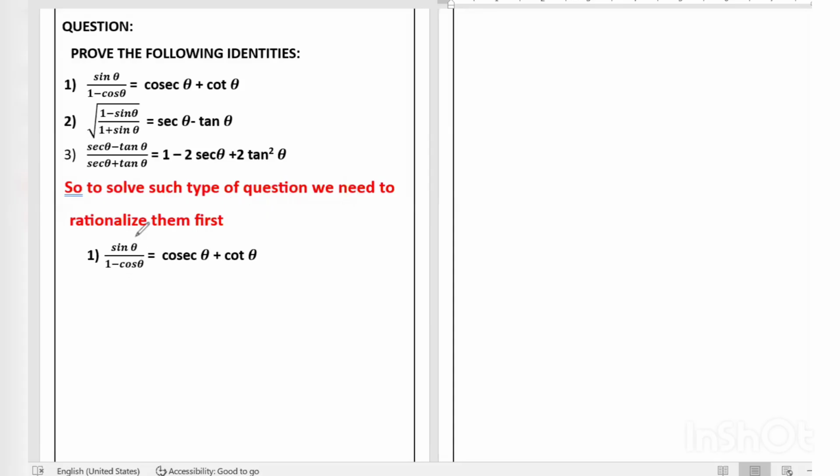To solve such type of questions, we need to rationalize them first. I'll explain this with the help of the first question. The first question is sin theta upon 1 minus cos theta is equals to cosec theta plus cot theta. Now we'll start with the LHS.